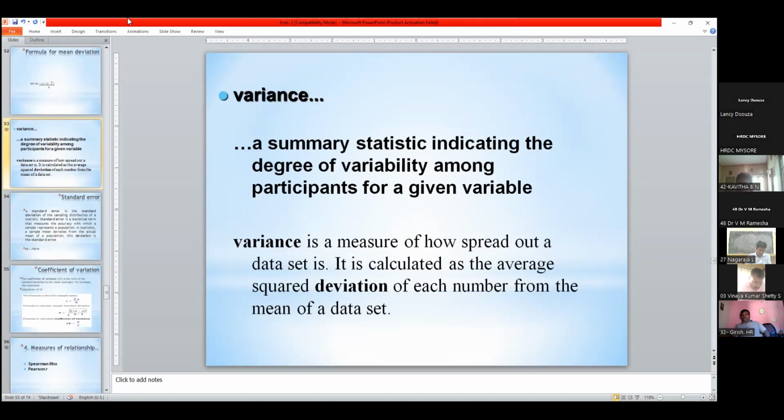Next come the measures of variance. This is nothing but a summary statistic indicating the degree of variability among participants of a given variable. Basically, it is the standard deviation squared, so SD into SD will give you variance. It gives a degree of variability, and if variability is high, you may have to have a second thought whether to recollect data or change the tool, if SD is too much. So that's the idea, and variance can give a better idea of how much the spread of scores is.